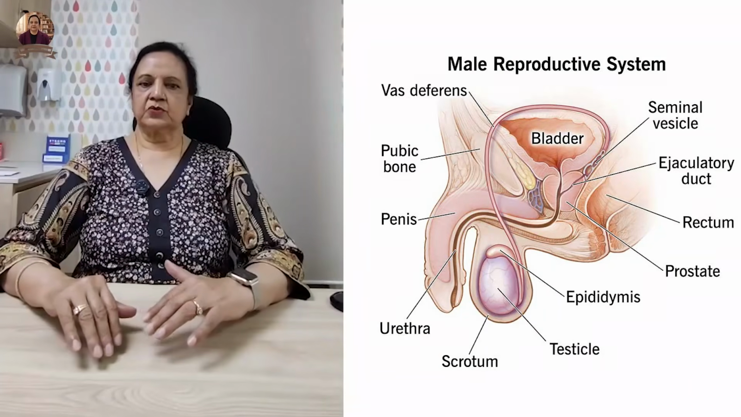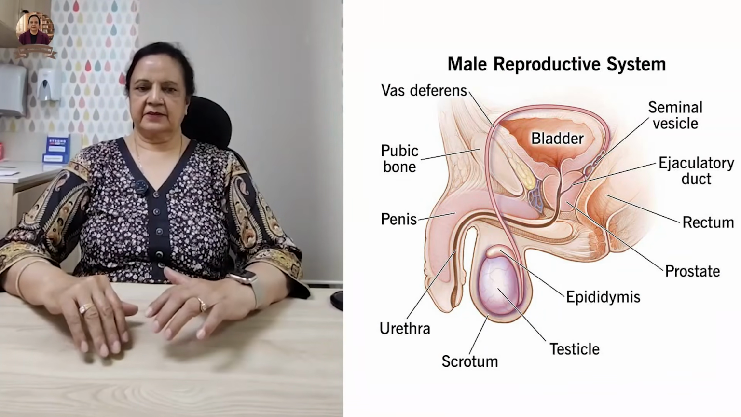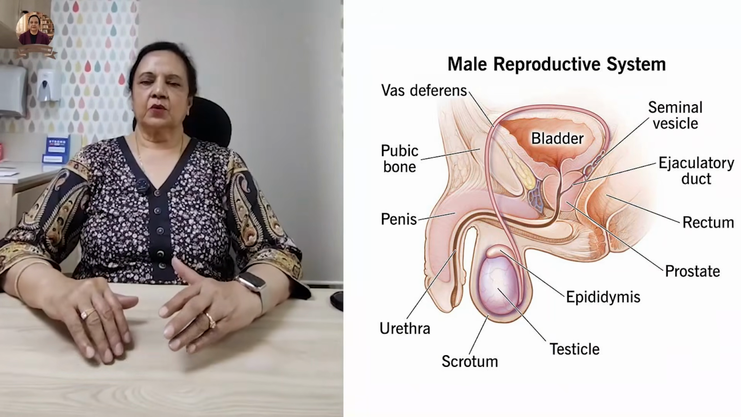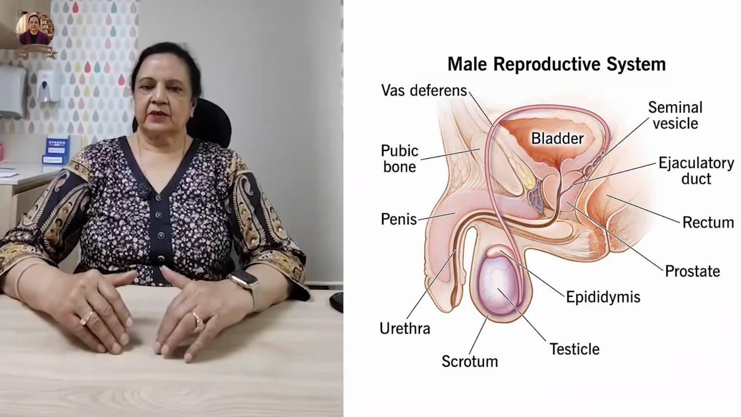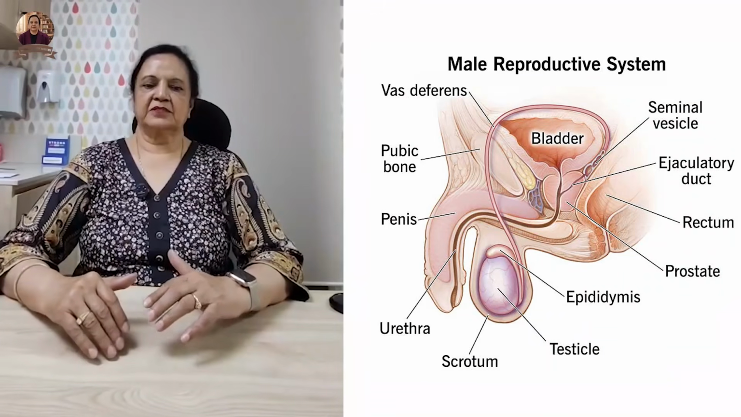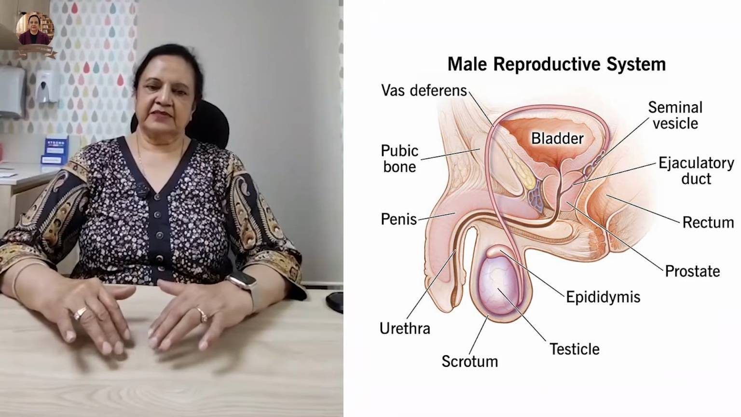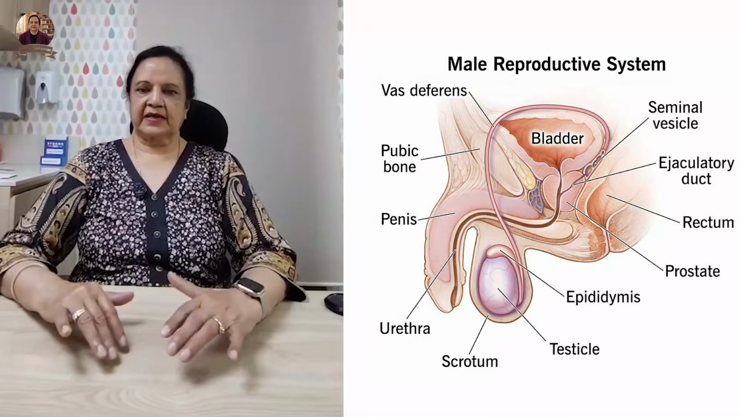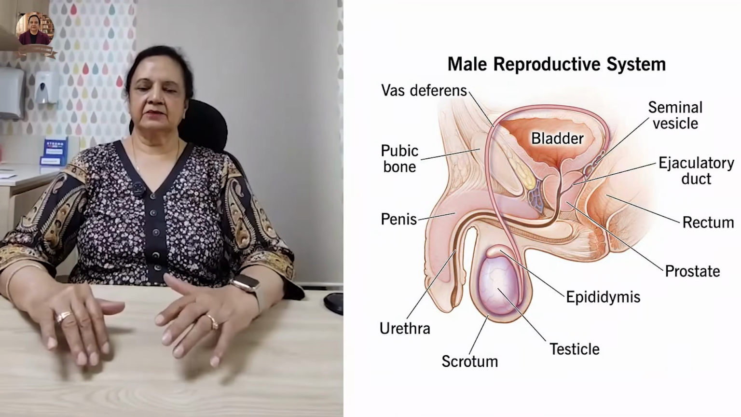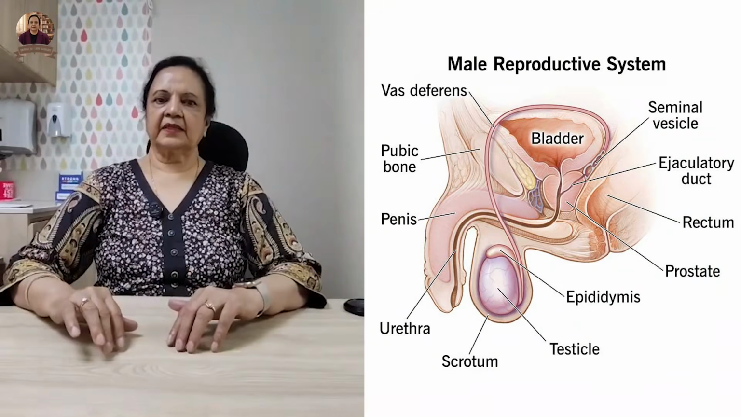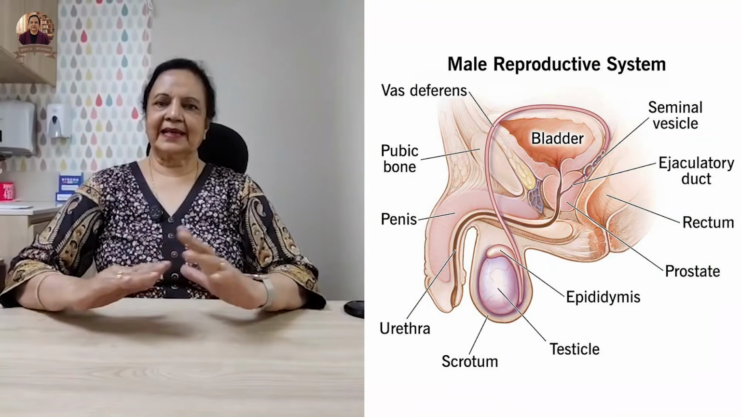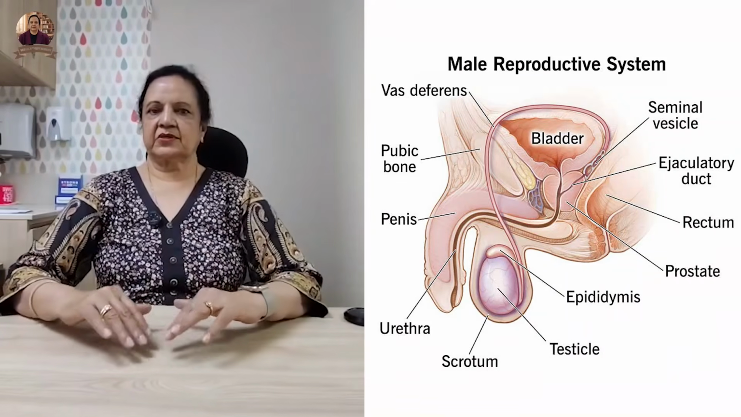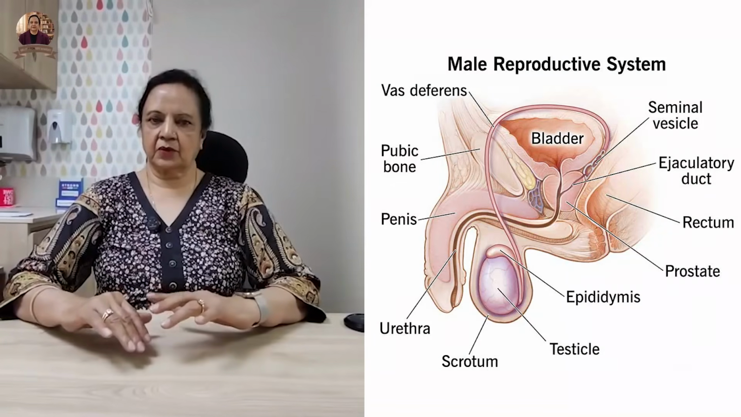Inside these tubules, two main types of cells are present. The first one is the male germ cell, spermatogonia. These cells undergo meiotic division to form sperms. The second type of cells are the Sertoli cells or the nurse cells. These provide nourishment to the developing sperm cells. Between the seminiferous tubules, there are Leydig cells or interstitial cells. Their function is to secrete the male hormone testosterone.